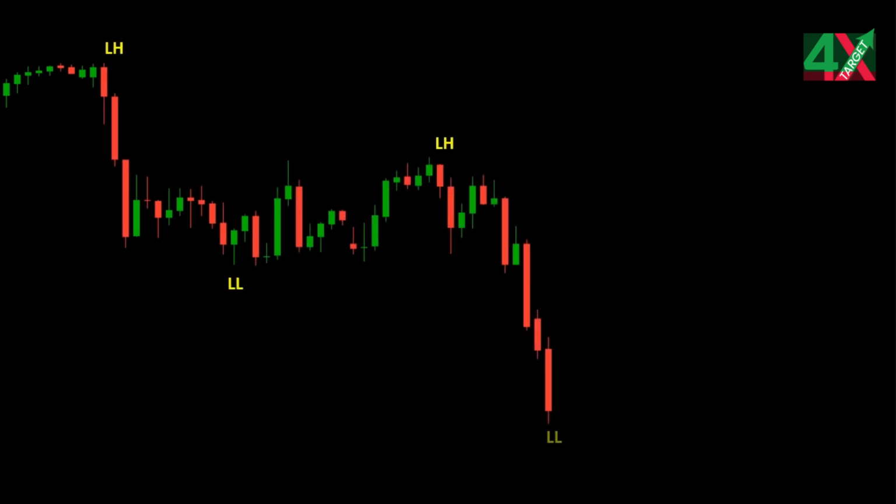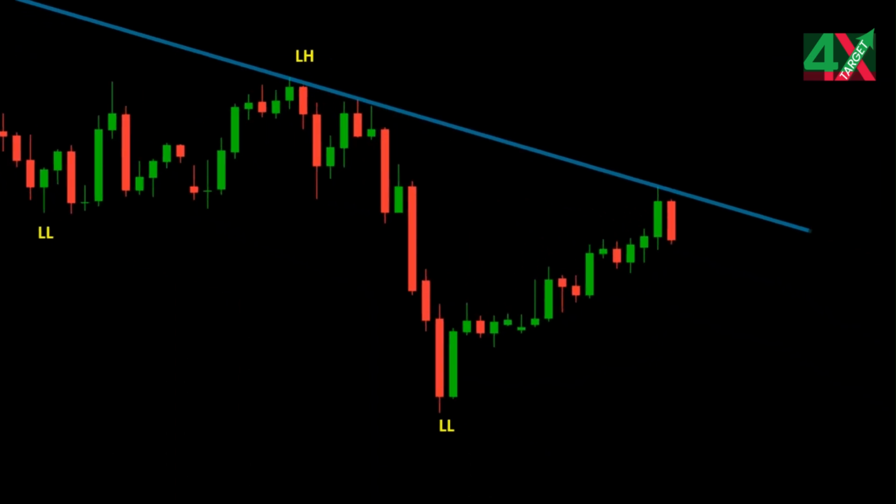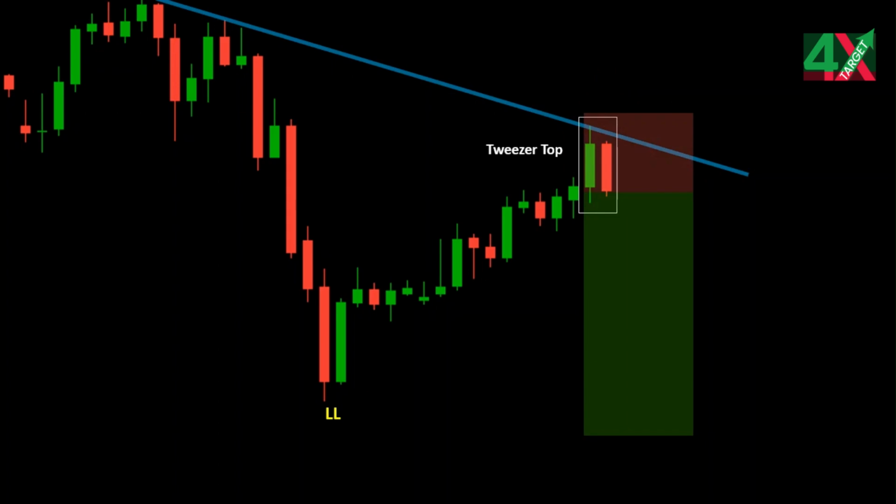In this example the market is in a downtrend. As price approaches the trend line once again, we observe the formation of a tweezer top pattern. This pattern indicates that buying momentum is weakening at an identified trend line. A potential sell position can be taken once the tweezer top pattern is confirmed. Place your stop loss just above the high of the tweezer top. Set your take profit target near the next significant support level, where the price is likely to find buying interest again.